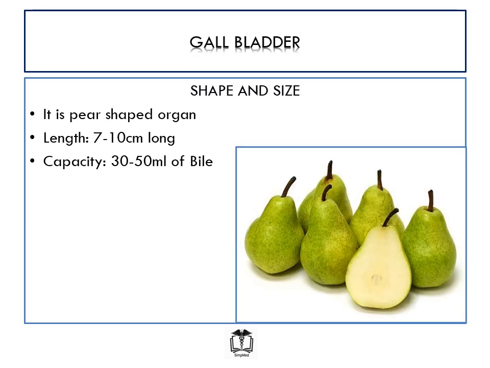The gallbladder is about 7 to 10 centimeters in length. It has a capacity of 30 to 50 mils. That's in terms of storage of bile. And in terms of shape, it is described as a pear-shaped organ, as you see in the next slide.